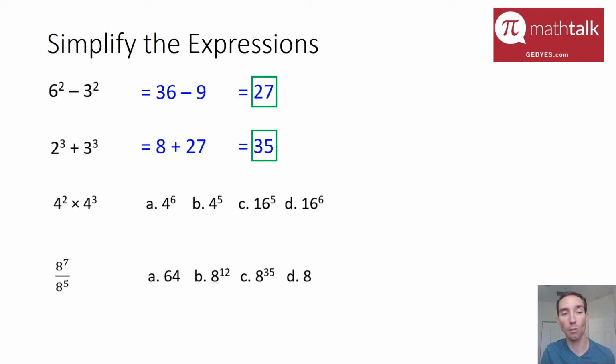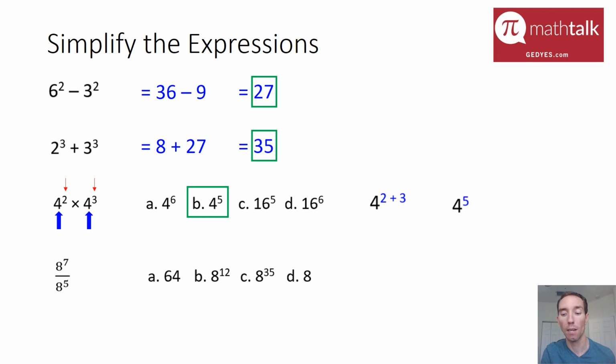The next one asks you to multiply two numbers that have the same base with different exponents, and there's a little trick to doing that. And the trick is whenever you have two terms with the same base, which in this case is 4, with different exponents, the trick is to just keep the base the same and add the exponents together. So 4 to the 2 plus 3 is 4 to the 5th, and so your answer choice is B.